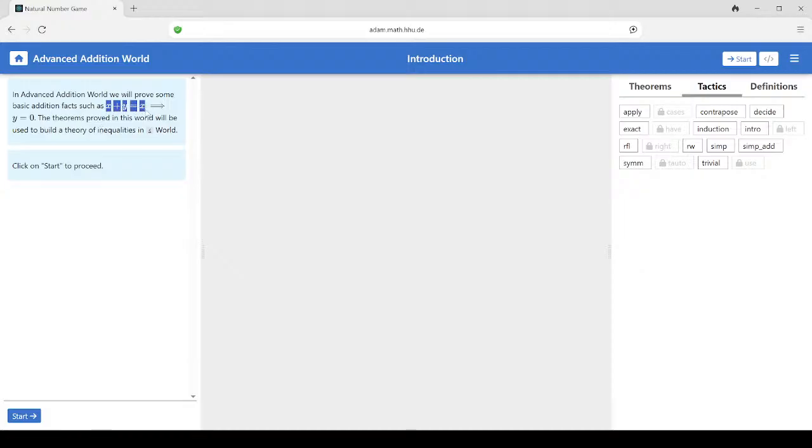X plus y equals... Yeah, okay, that makes sense. The theorems proven in this world will be used to build a theory of inequalities, that's the less than or equal to sign. Or is it the greater than or equal to sign? I can't remember.